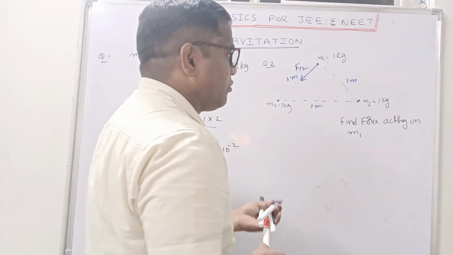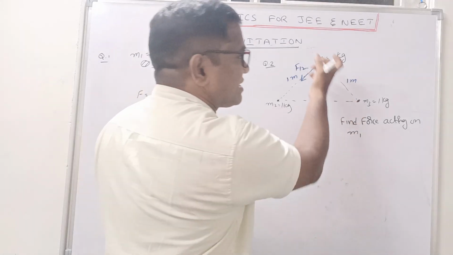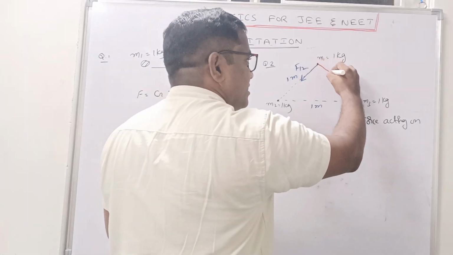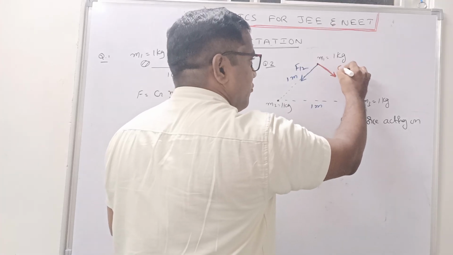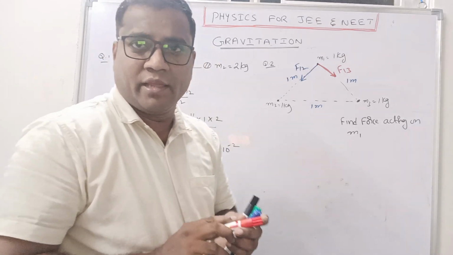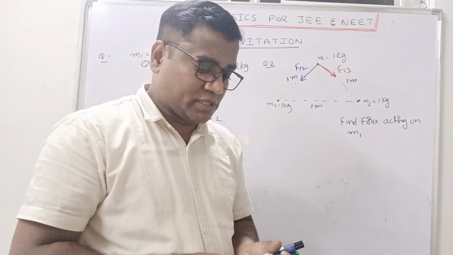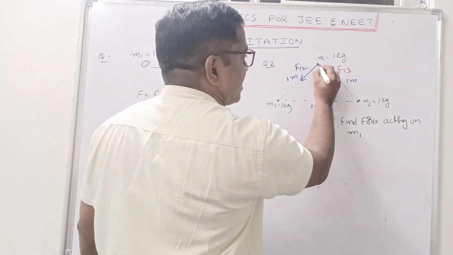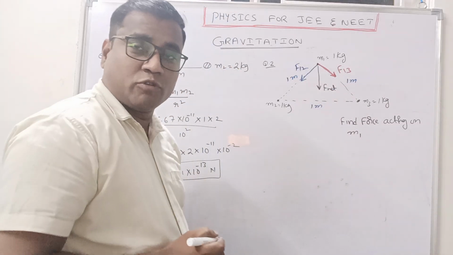In a similar manner, if you see the third mass, M3 is attracting M1. So the direction of force will be in this direction, and this is F13, force on 1 due to 3. Now what we have to calculate? We have to calculate the total force, which is nothing but the net force acting on M1. The net force acting on M1 will be in this direction. F net.